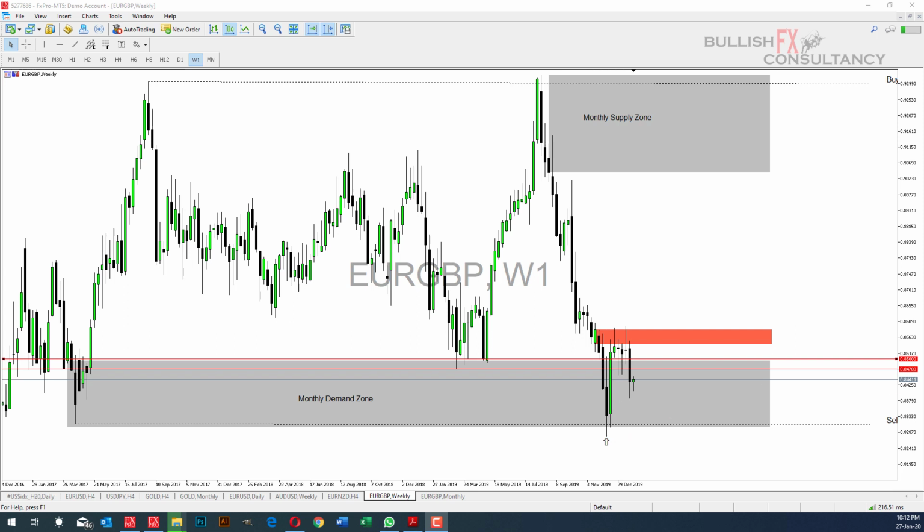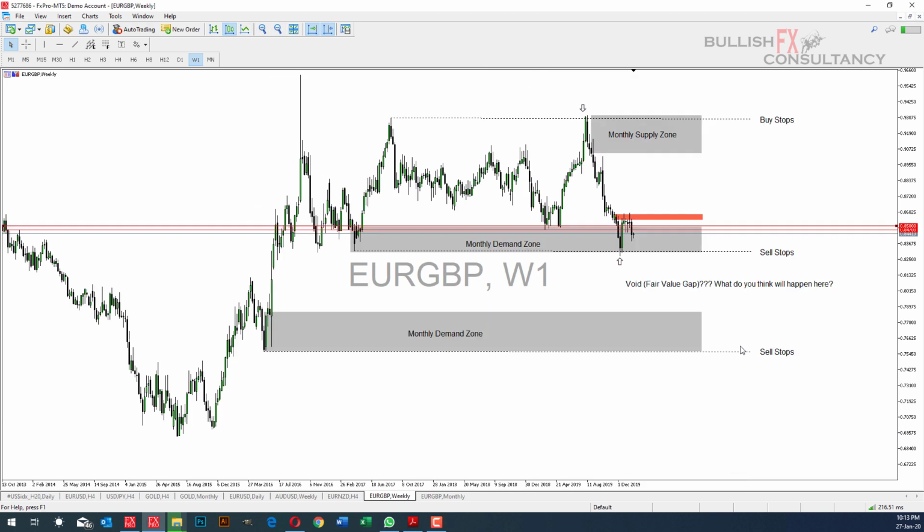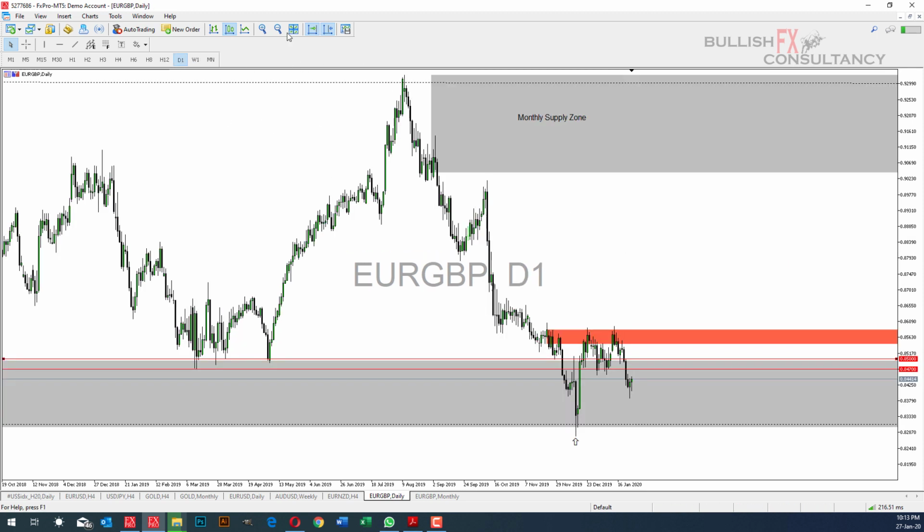So now I'm expecting price to push back, to correct back into the supply zone, or the moment it tests 0.85, then I'm expecting further drop, like a massive drop all the way to these sell stops here and fill up the fair value gap, which is our void. So now that we've highlighted that it's supply, let me go to a daily time frame.